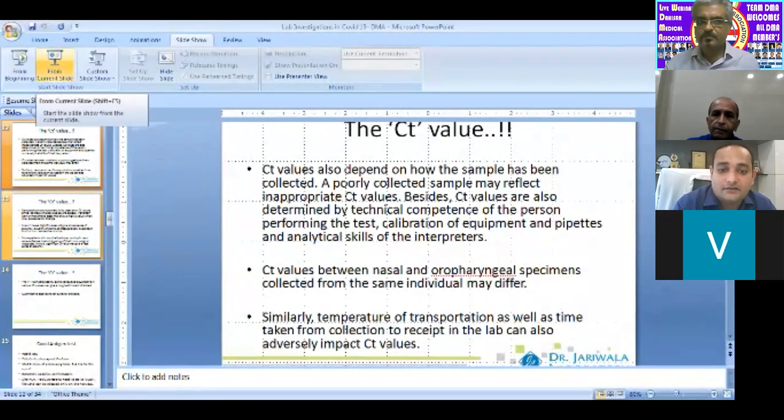Then transportation, I have already mentioned. If there is a heating of the sample, if the cold chain is not maintained properly, or if the sample is in transportation for too long, then there is a high probability of destruction of the RNA, which may lead to either a false negative or a borderline kind of result. Next slide, please.